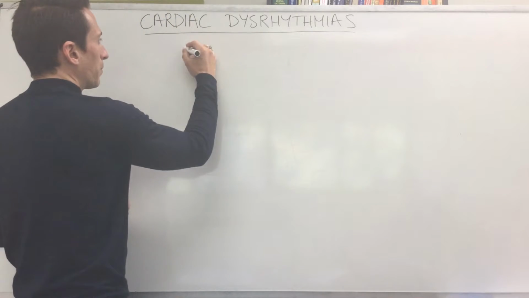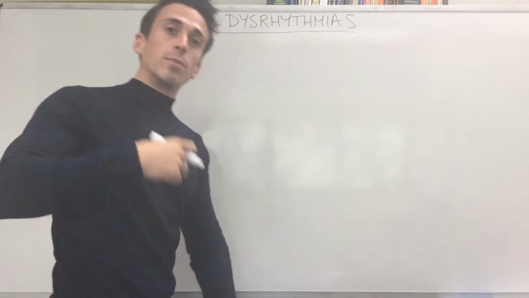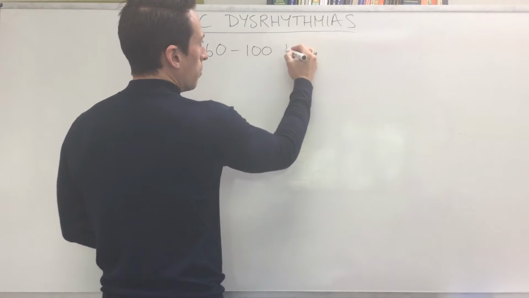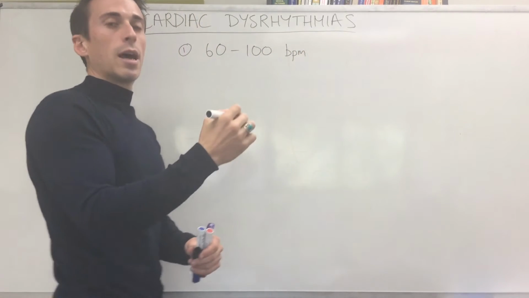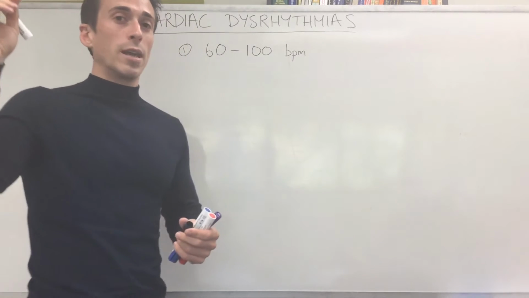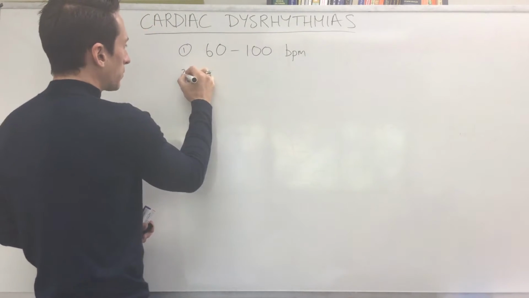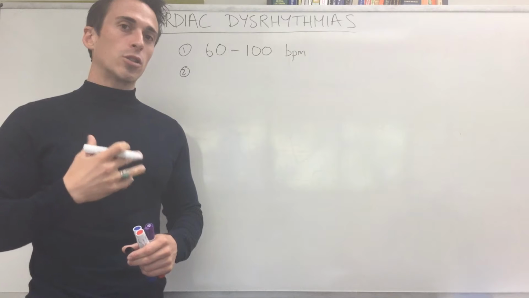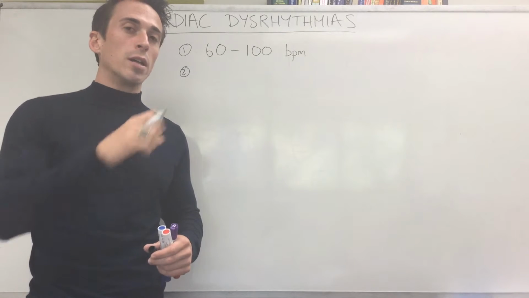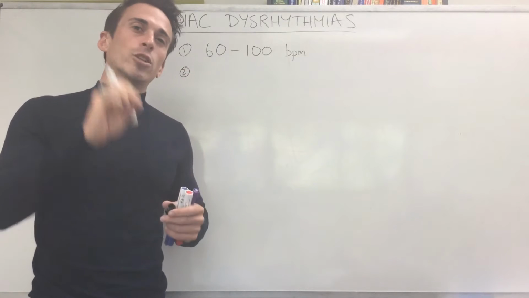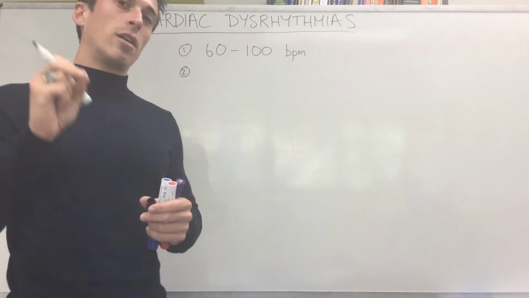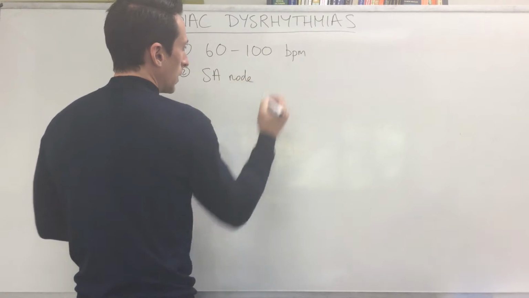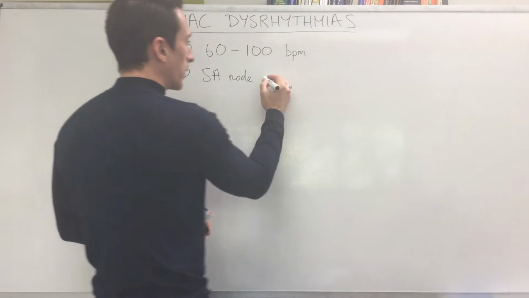The first point is that our heart needs to contract between 60 to 100 times a minute. So we need between 60 to 100 beats per minute in order to have one of the boxes ticked for a normal cardiac rhythm. What's the next point? The next point is that our conduction system, the electrical system of the heart that allows for an action potential to pass through the heart so it contracts appropriately, should begin at the sinoatrial node. So the sinoatrial node is where the conduction should begin.